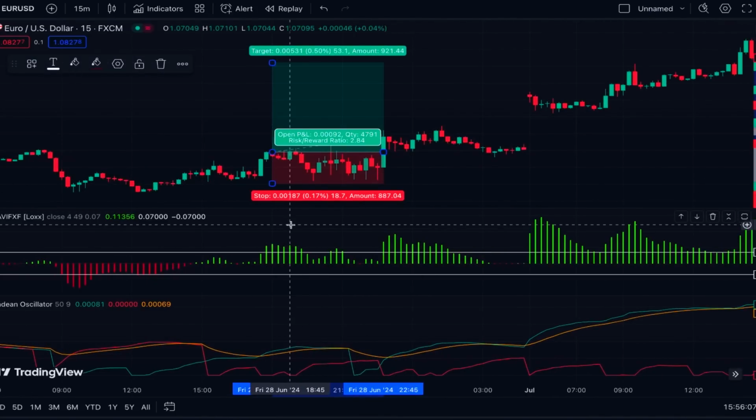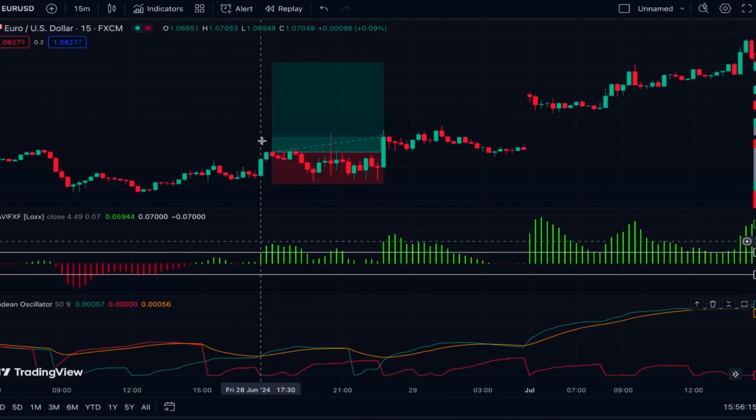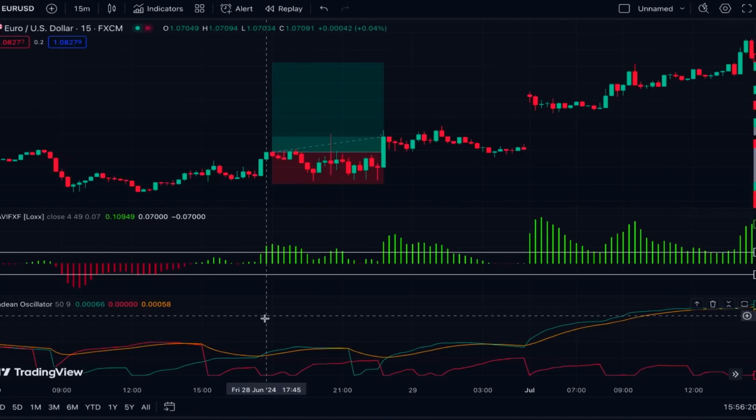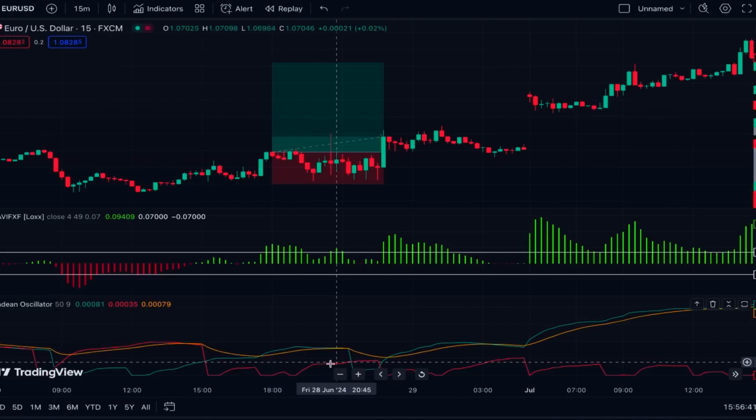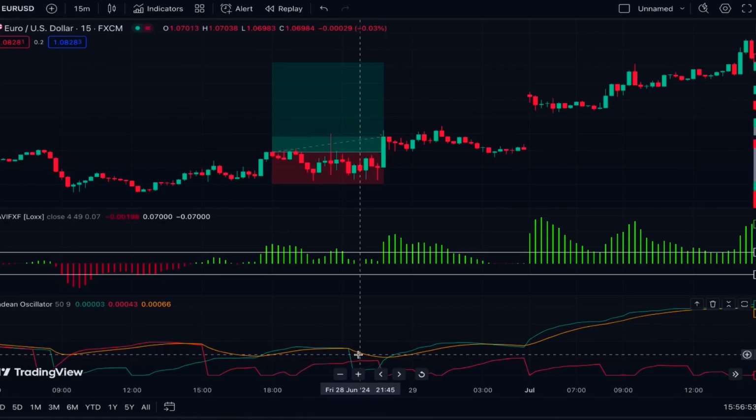One point I must mention here is that when you have a confirmed signal like this one, where in the Andean oscillator the green line is above the orange line, you should wait for the Andean oscillator to have the orange line above the other two, like here, and then you should start discovering another trading opportunity.